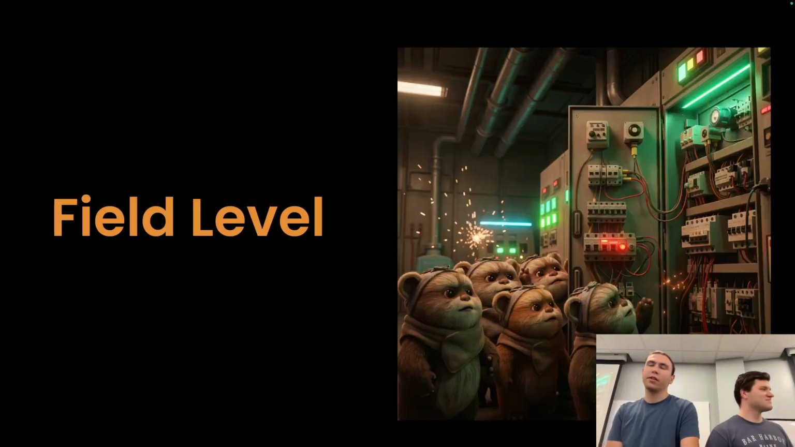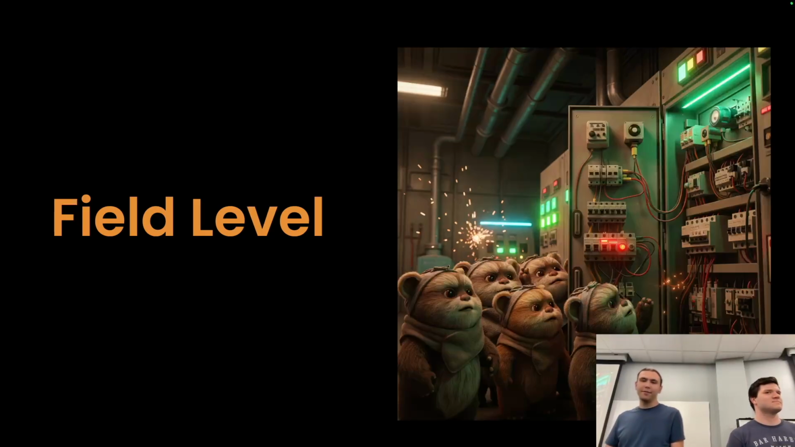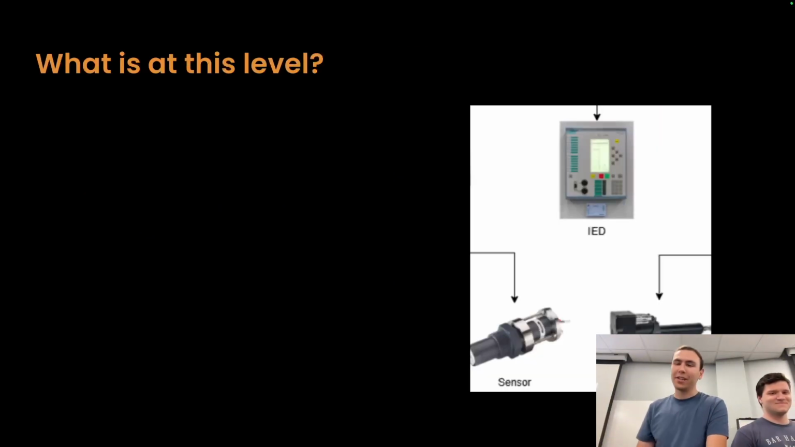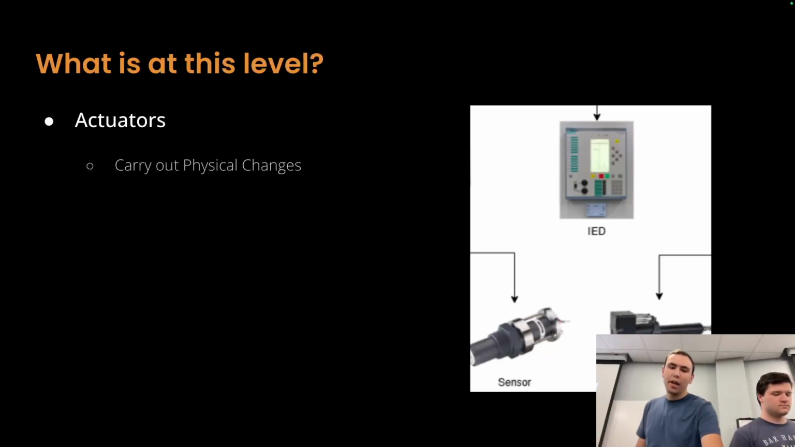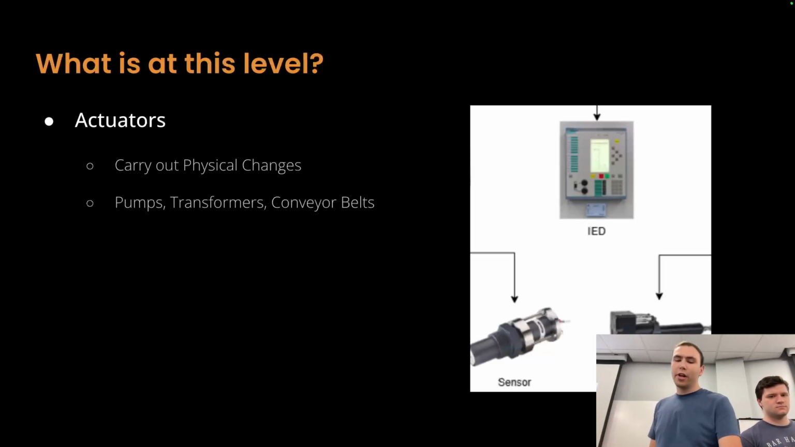So the first level is this field level, or the physical level. So what is actually at this level? Well, we have things called actuators, which is just a generic term for something that actually affects the industrial process. It carries out a physical change. These can be things like pumps, transformers, or a conveyor belt in your manufacturing facilities.